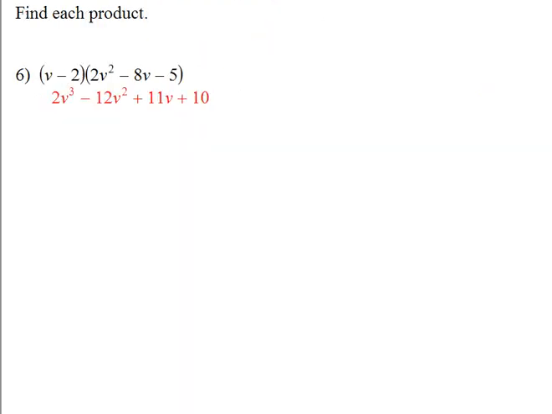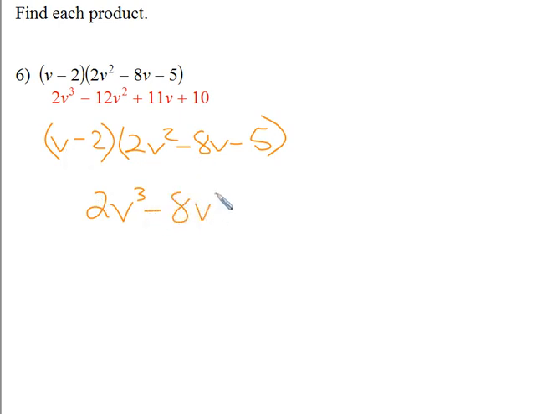And finally, let's take a look at number 6. This is a question where you want to distribute the v through this entire equation, and then the -2 through this entire equation. So I'm going to start with the v. v times 2v squared is 2v cubed. v times -8v is minus 8v squared. v times -5 is minus 5v.